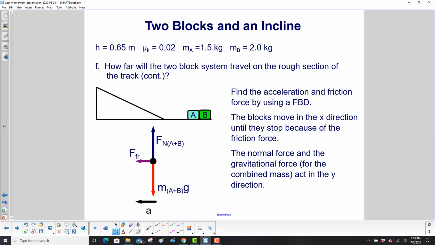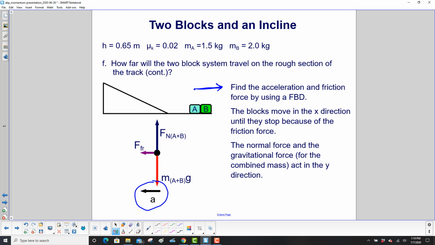This will look repetitive because we already showed it, but I just want to have a complete solution here. Use your free body diagram. The blocks are going to move in this direction until they come to a stop. And what will stop them? A force acting opposite their motion, which means the acceleration has to be to the left. The normal force and the gravitational force act in the y direction.